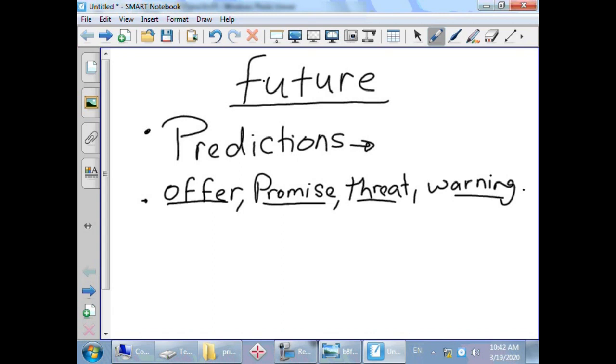Next, when we talk about decisions. Okay, so for example, I'll go to the bakery and buy some bread. So you decide that you will do something.